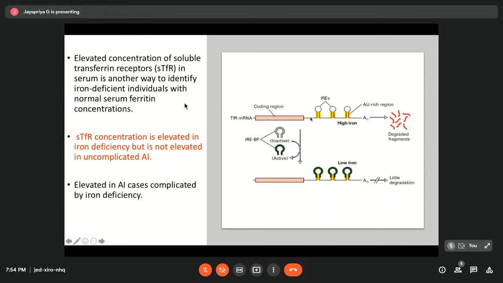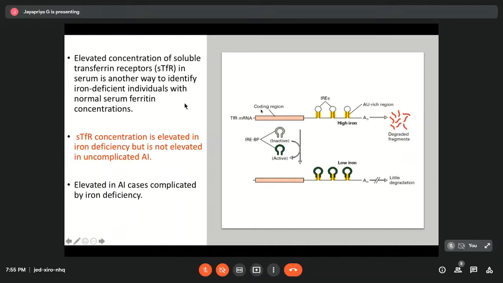Now, another important lab marker is the soluble transferrin receptor. Transferrin receptors are normally expressed on the cell membrane whenever the erythroid cells, or any human cell, are in need of iron.